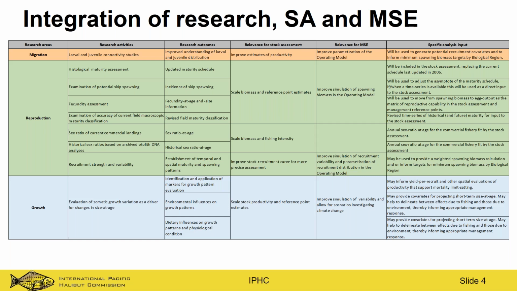So if you go down the list, and I'm not going to mention every single one of them, we have identified what are the specific analysis inputs for each research activity. You'll see that the next research area, reproduction, has a number of those, starting from histological maturity assessment, examination of potential spawning, fecundity assessments, examination of accuracy of current field macroscopic maturity classifications, etc. All of this is really relevant for stock assessment in scaling biomass and estimating reference points.